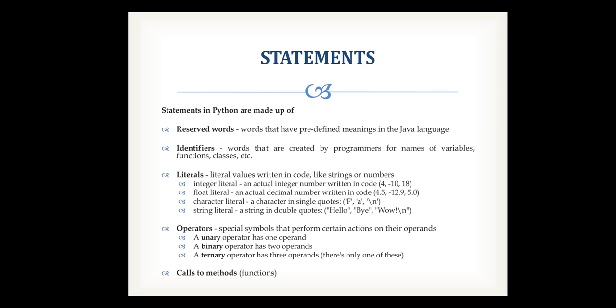Next one is operators, special symbols that perform a certain action on their operands. First one is unary. A unary operator has one operand, a binary operator has two operands, and a ternary operator has three operands. And the last one is call to method, that is called a function. So this comes under the statements.